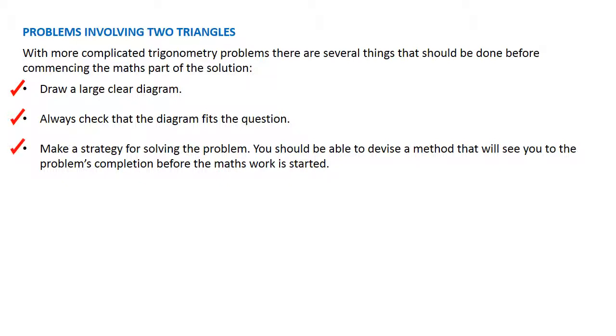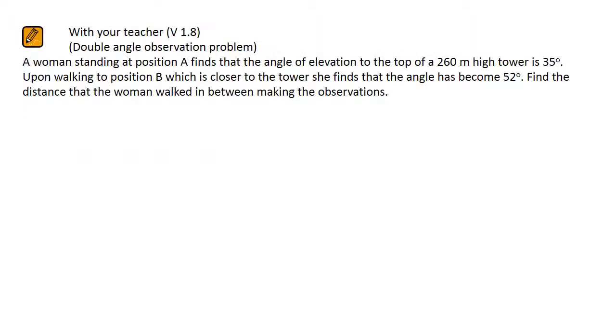maths work started. In this question, a woman who's standing at position A finds the angle of elevation to the top of a 260 metre high tower is 35 degrees. Upon walking to position B, which is closer to the tower, she finds that the angle has become 52 degrees. We need to find the distance that the woman walked in between making her observations.